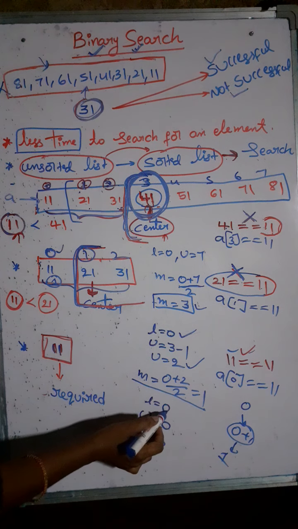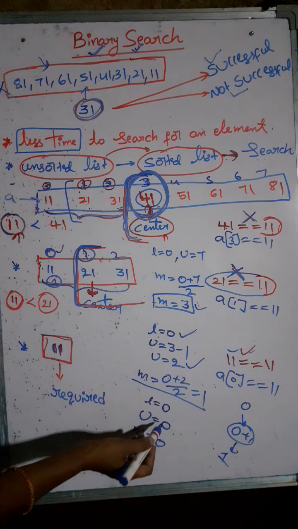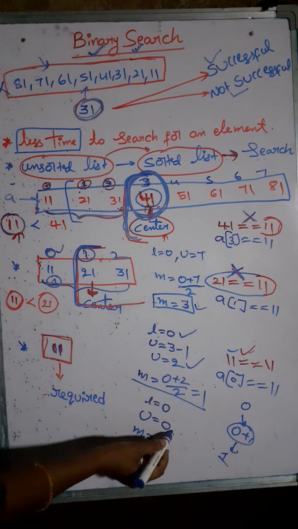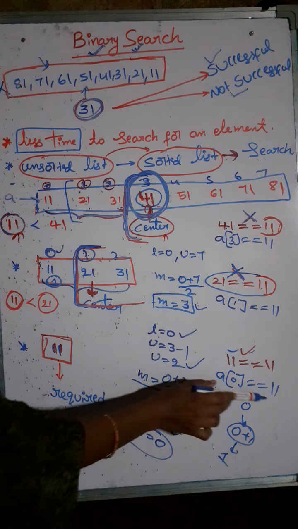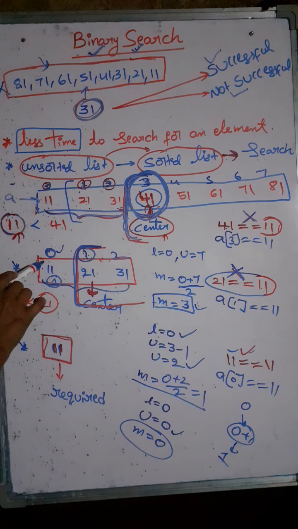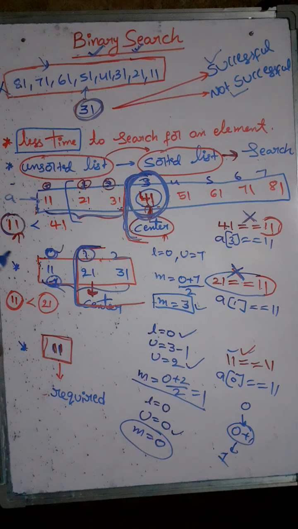We should consider only this part. What is the lower bound? 0. What is the upper bound? Mid minus 1, that means 1 minus 1, that is 0. So what is the mid value? 0. Now we should compare A of mid with 11. Is it true or false? True. So the required element is found at position 0 and the location number is 1.